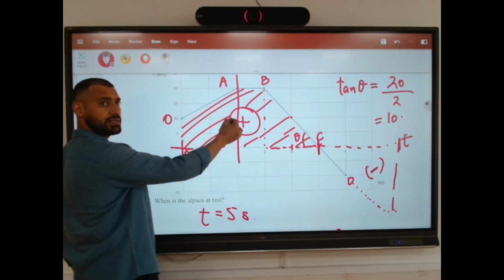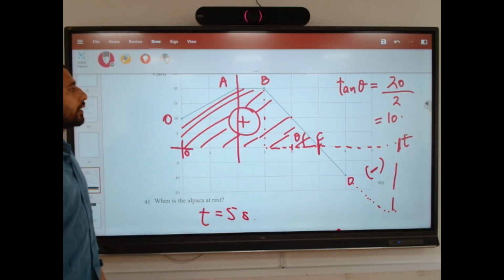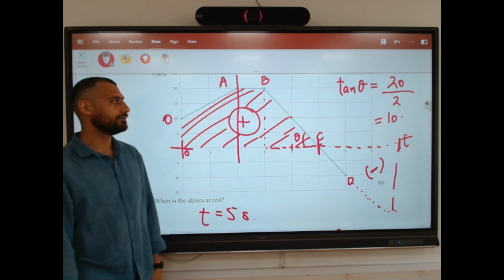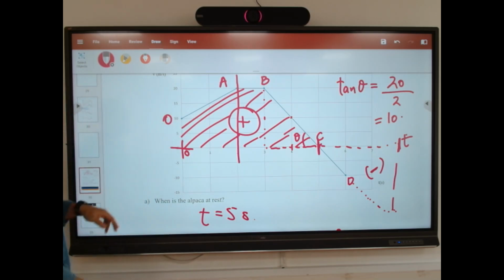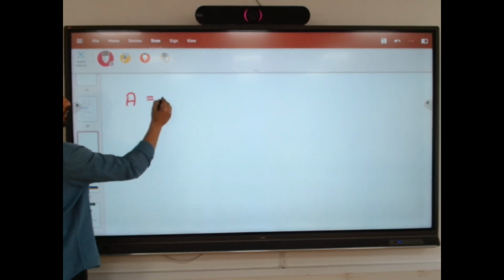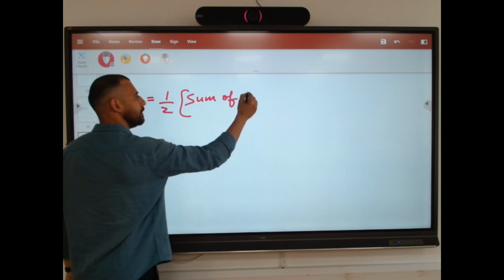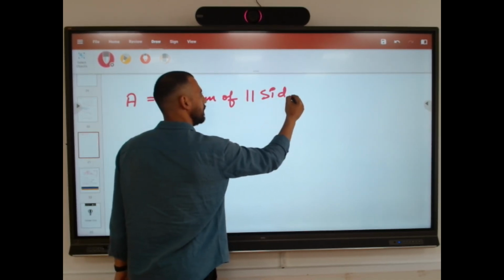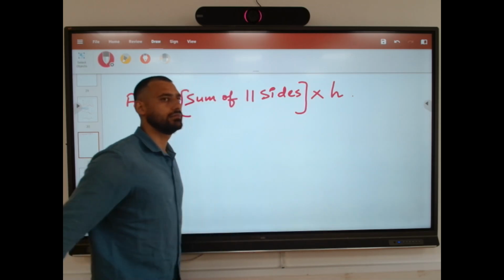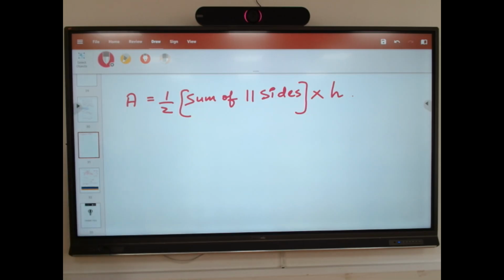Now it is a trapezium. This is also a trapezium. You can find the area. Or you can break it into triangles. Whatever you like. When you put the formula, what is the area of a trapezium? Yes, half of the sum of parallel sides multiplied by the corresponding height. This is the area. So try to find the area of the two trapeziums, that will be the area.